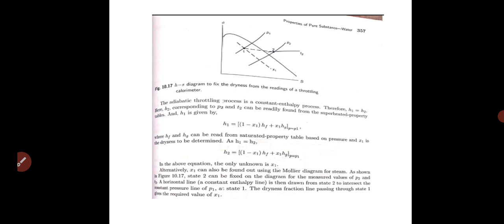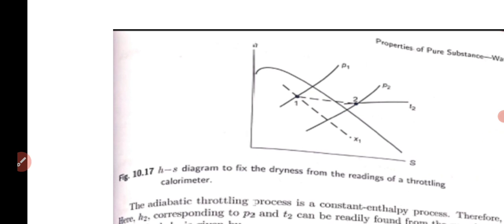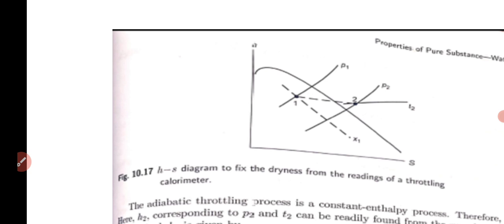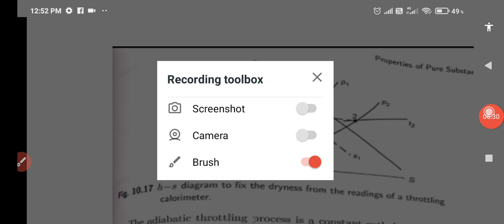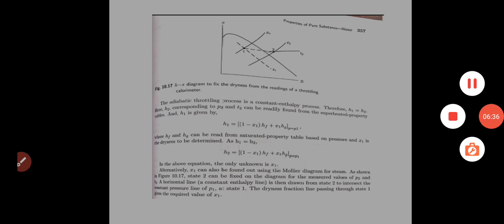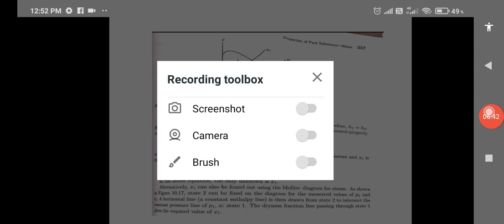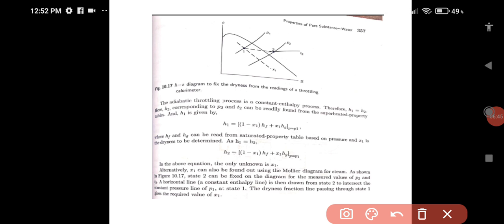Now we shall see the enthalpy entropy diagram. This is known as the HS diagram or enthalpy entropy diagram. So how are you going to fix this now? You see the diagram here. So again, I'll show. This is the constant dryness fraction line. This line is the dry saturated steam line.